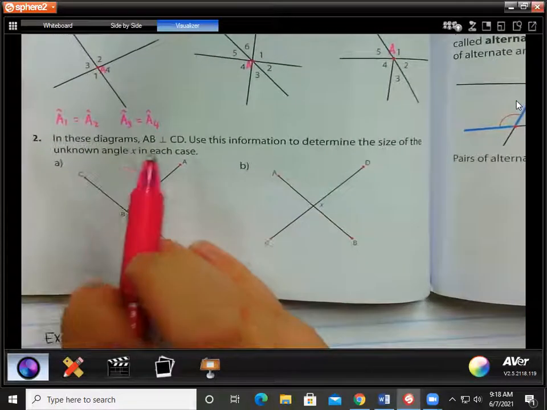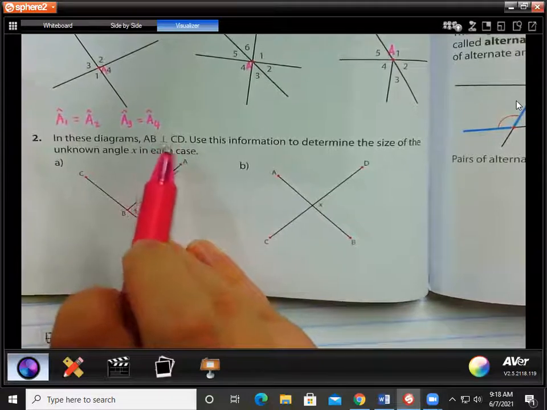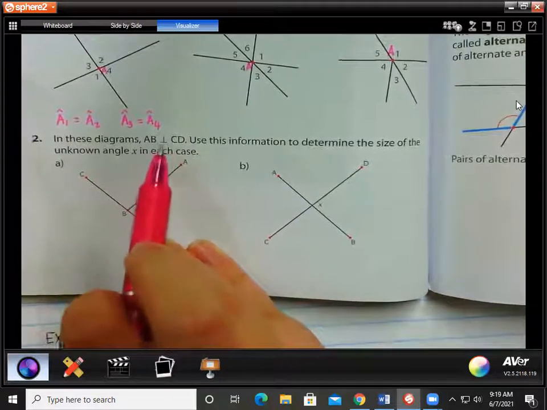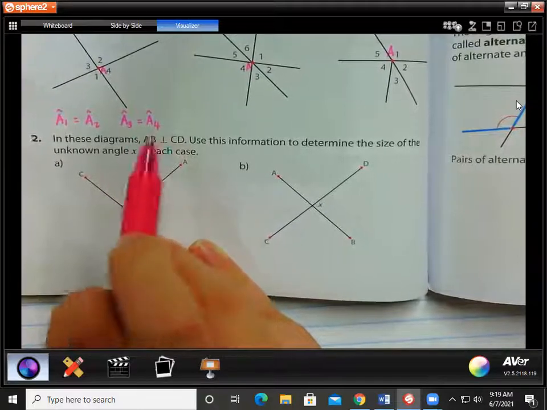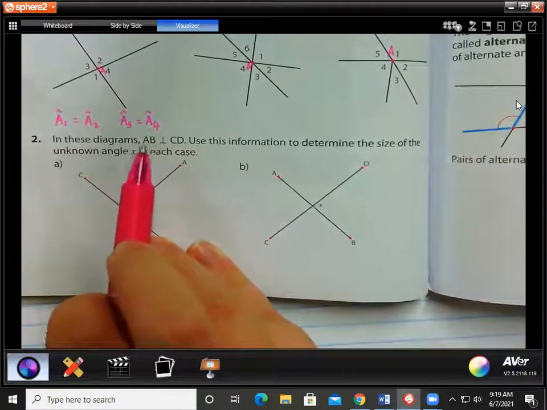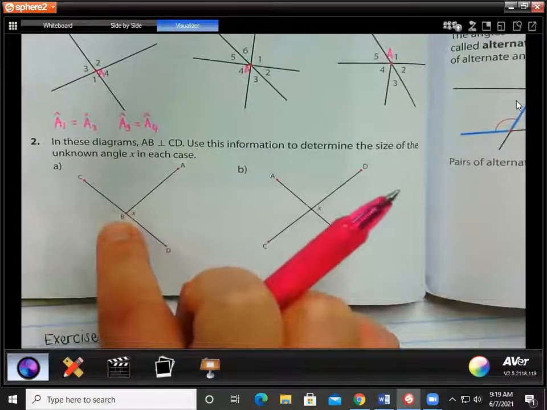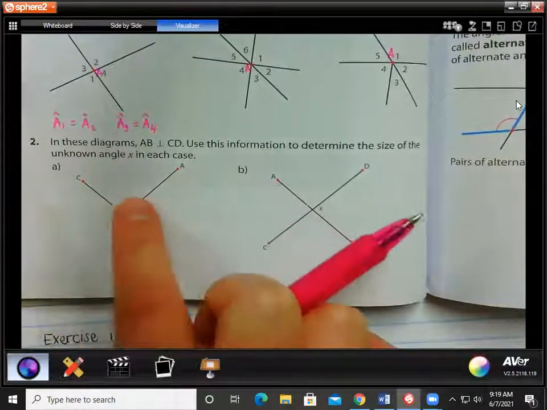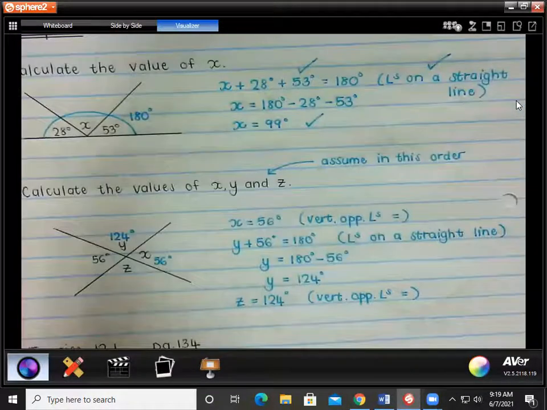they're saying in these diagrams, now I didn't actually write down this symbol. Maybe we must just quickly go back to the note. This symbol here just means perpendicular. We'll add it now. So if they're saying that AB is perpendicular to CD, that means that AB cuts CD at a 90-degree angle. So let's quickly go back to the note. Sorry, guys, I forgot to add that.